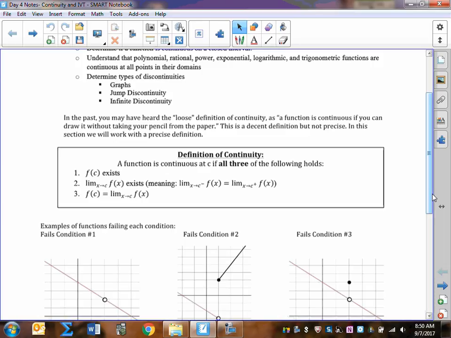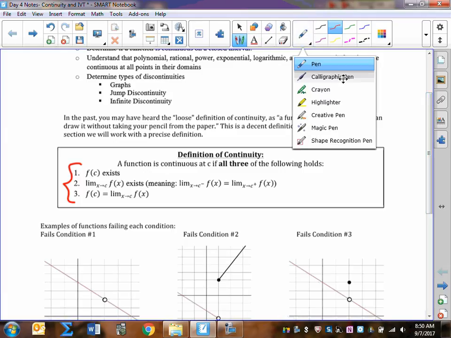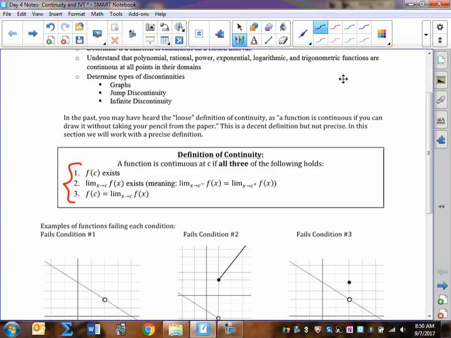And last class we talked about the specific definition of continuity, and it has these three conditions. You must meet all three conditions in order for the function to be continuous. And this is continuous at a specific point. So let's go ahead and specify them there. So this is the definition of continuity. And you'll see it says at c. So that is at an interior point, meaning not an endpoint. Okay.